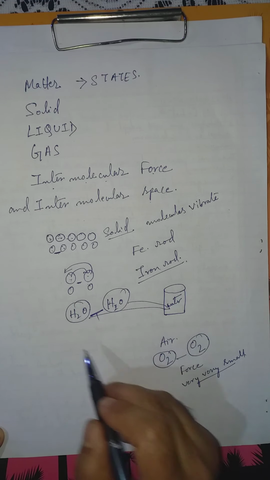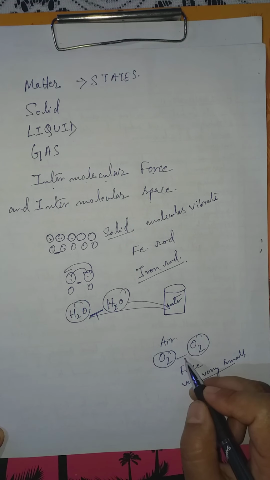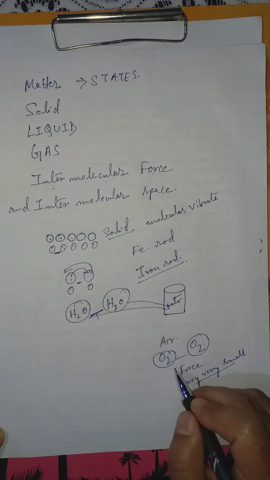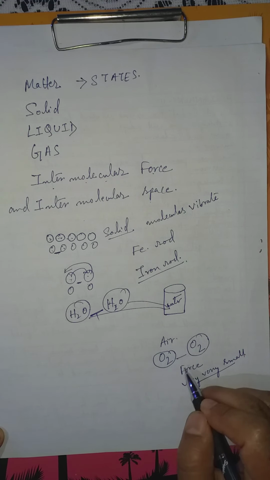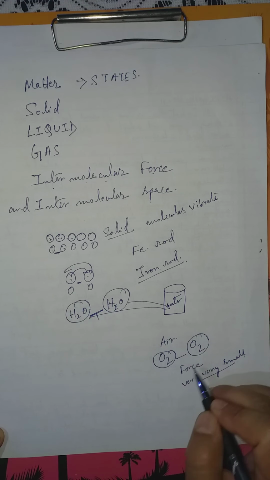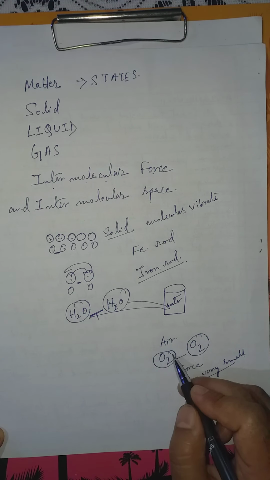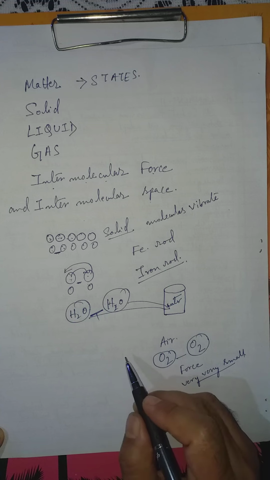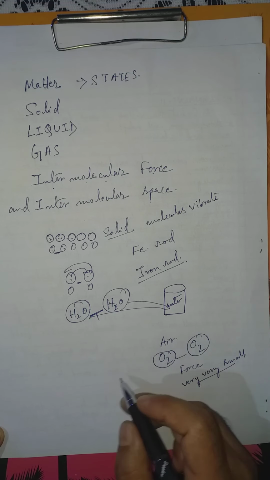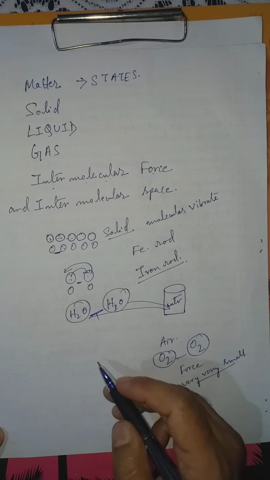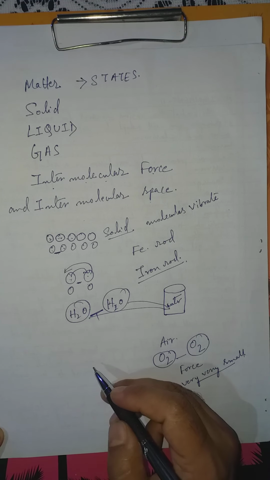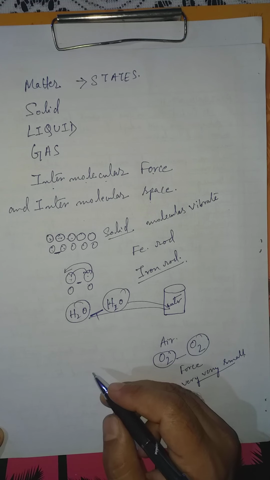But in gas there is no such thing. Because the force is very less, the space is very high. The space between the molecules is high, so molecules of gases can move anywhere in a random way. In this manner we can understand which one is solid, which one is liquid, and which one is gas.